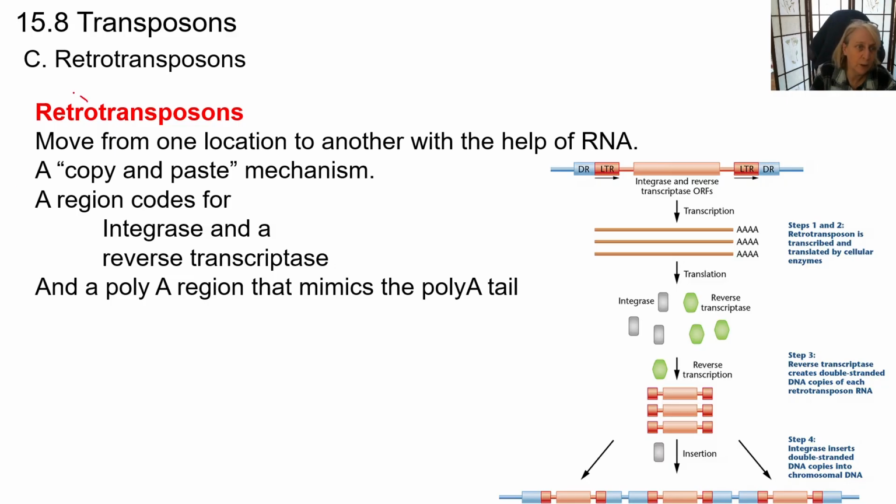Retrotransposons, retro meaning going backwards, move from location to location with the help of RNA. They have more of a copy-paste mechanism. They make mRNA copies that get translated into reverse transcriptase, which runs transcription backwards, and a protein called integrase. These are both enzymes. The "ase" on the end tells you they are enzymes. Reverse transcriptase takes the mRNA copies and writes them back into DNA, so cDNA, complementary DNA, and then inserts them back into the DNA strand.